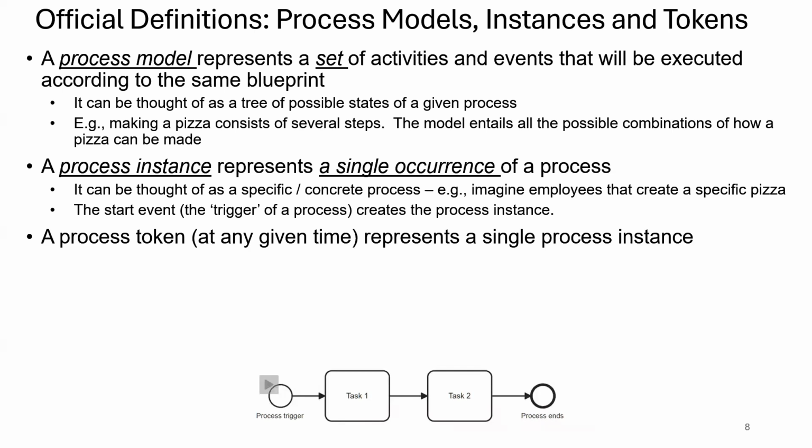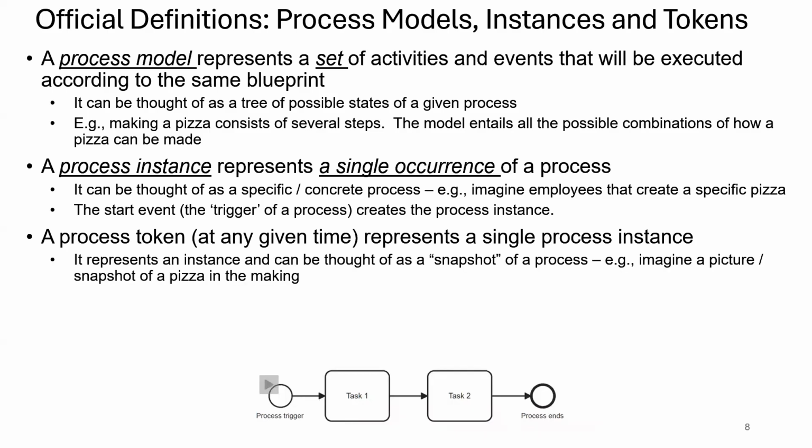And the process token at any given time represents the state in which the process instance is being executed. In other words, it's a snapshot of a process at a given moment. So imagine you have a camera, right? And you want to take a picture, and the token, for instance, you pause a token, and then you see at which place this token is located. It represents that this specific process instance is at this particular stage. But I'll try to explain this in the next slide.